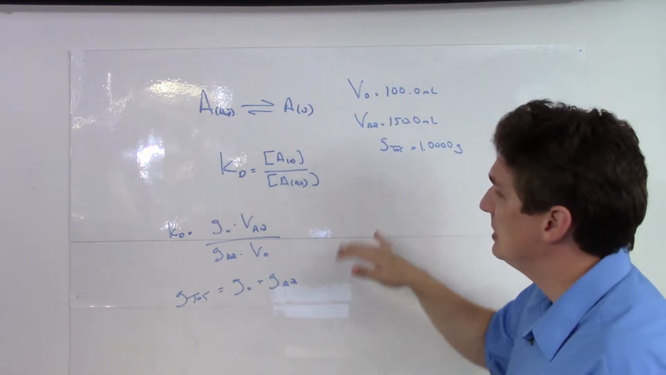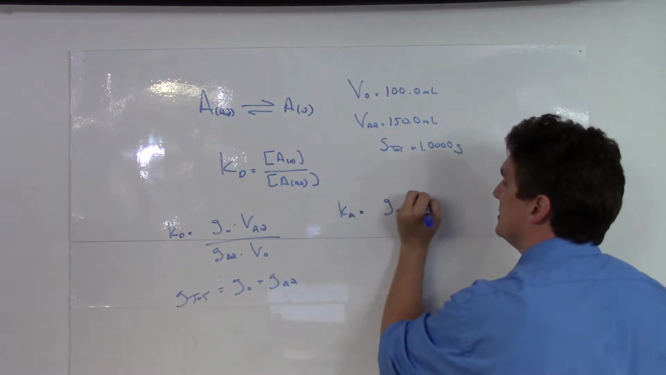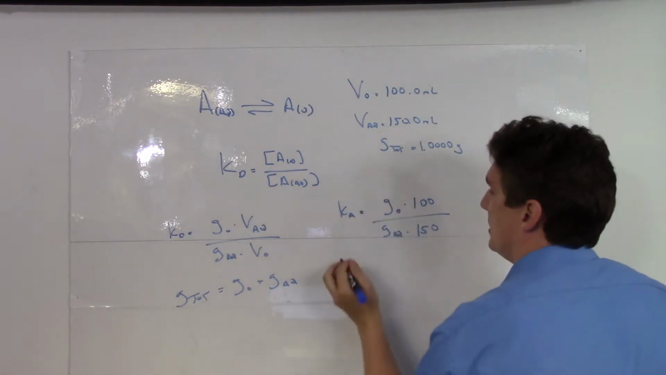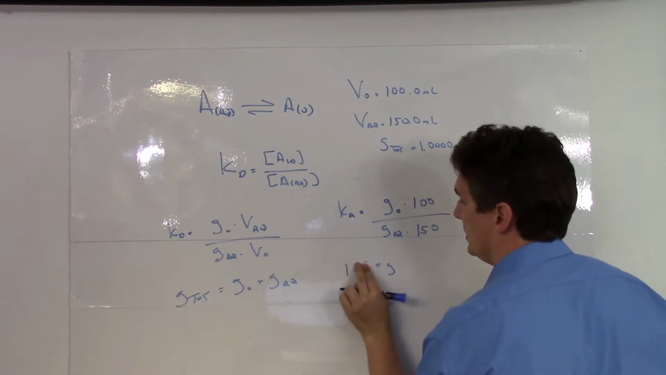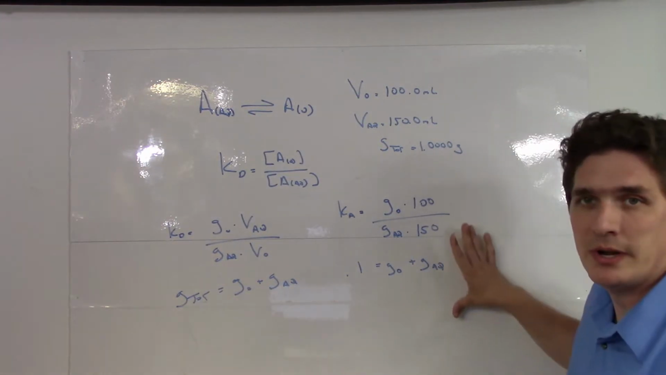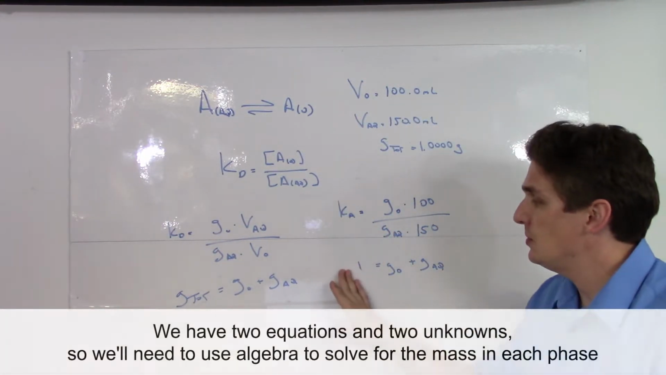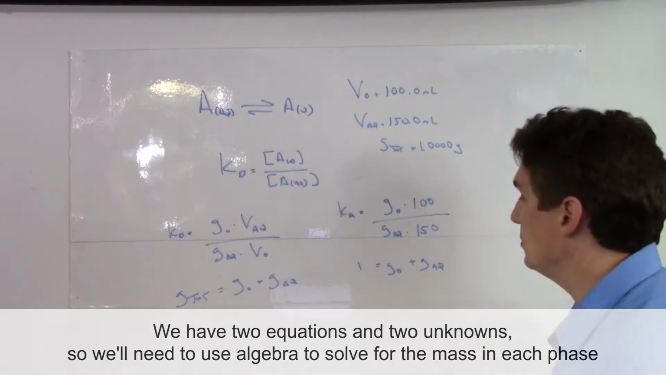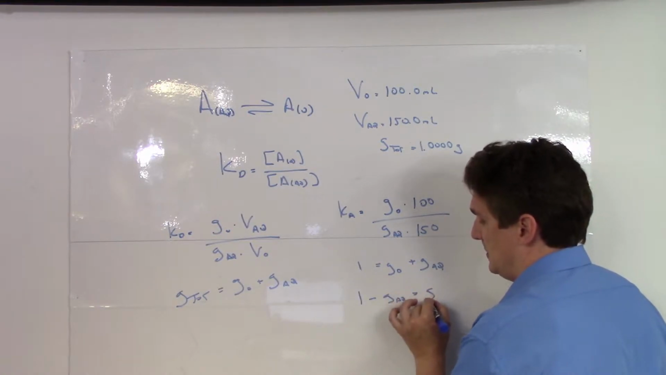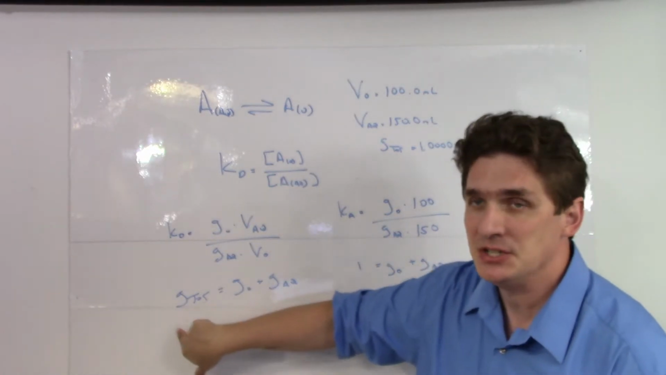Well, to do this, plug in the numbers we know. Kd equals grams in the organic phase times 100 divided by the grams in the aqueous phase times 150. And also 1 gram equals grams in the organic phase plus the grams in the aqueous phase. We have two equations and two unknowns, because in this example we know what Kd is. So we're going to have to solve for one variable. It's arbitrary which one you pick, but let's go for grams of the aqueous phase. So to do this, we're going to make the substitution that the grams of the organic phase is just 1 minus the grams of the aqueous phase, and that comes from that relationship there.